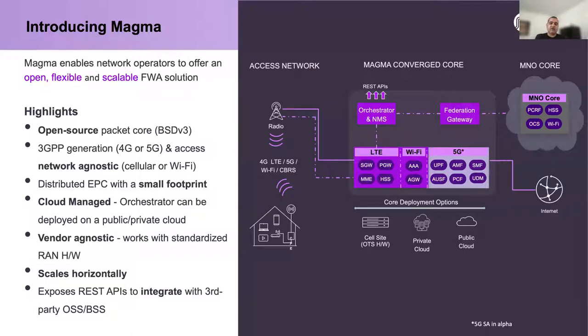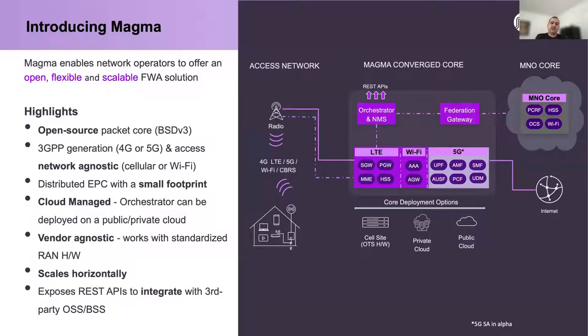For brownfield deployments, Magma also exposes REST APIs. These REST APIs allow integration into existing OSS infrastructure, as well as a federation gateway, which supports standard Diameter interfaces that allows operators to integrate into existing PCRF, OCS, HSS type traditional core elements.